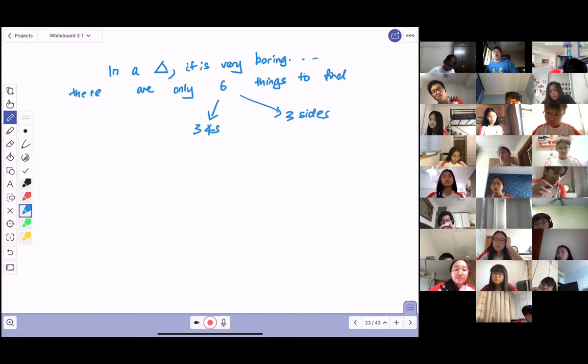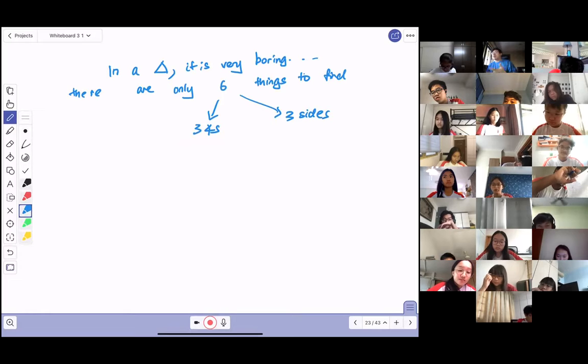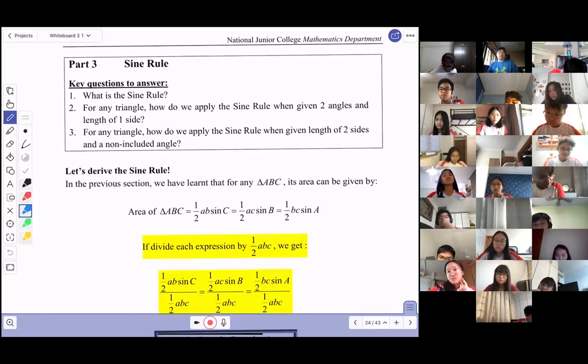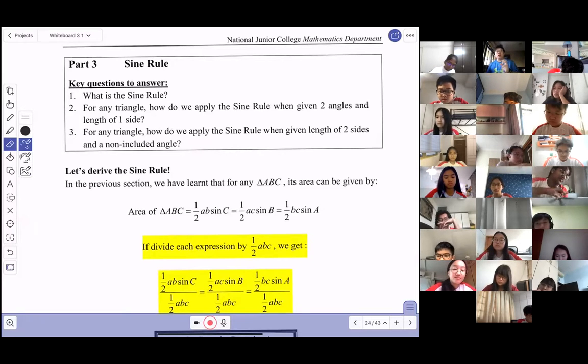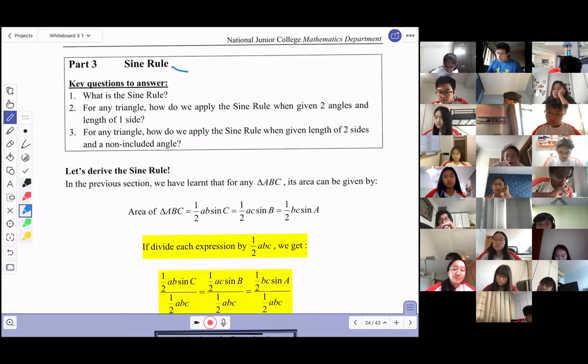Okay, and all the tools that we are using to find all these 3 angles and 3 sides are basically your sine rule, cosine rule, and Pythagoras if it's a right angle. So if we look at the sine rule, how do we use it? It's basically used to find unknown angles and unknown sides. So this is what the sine rule is used for.